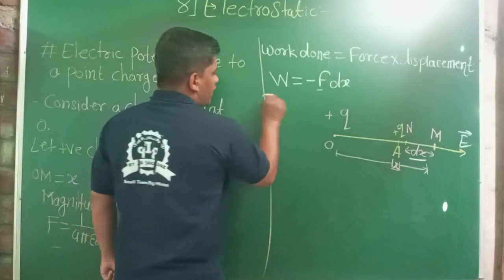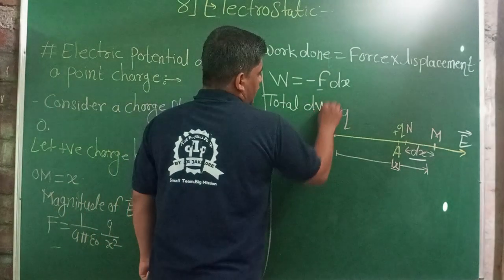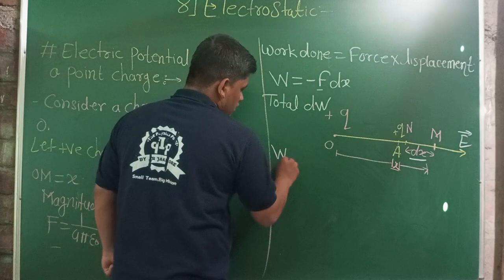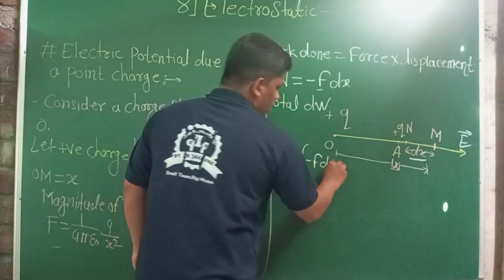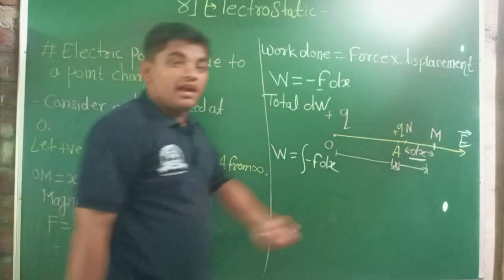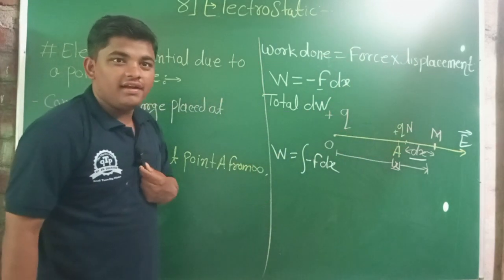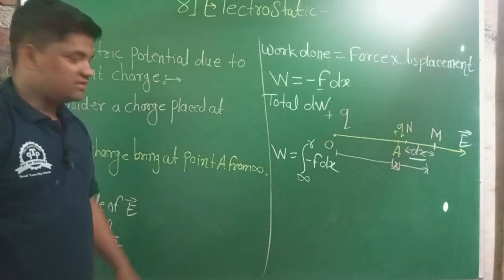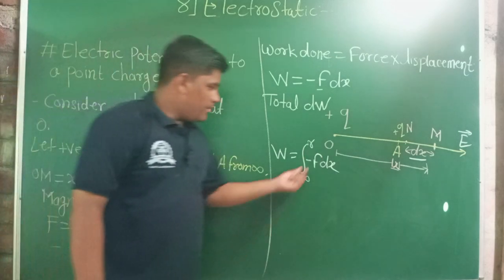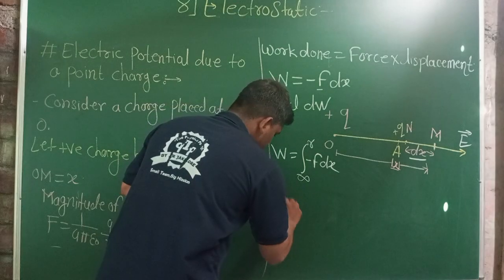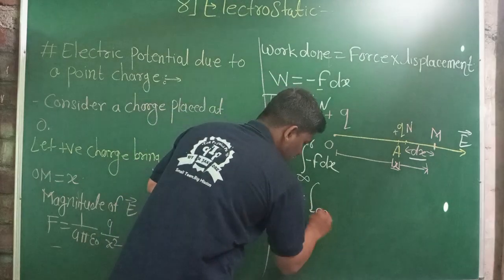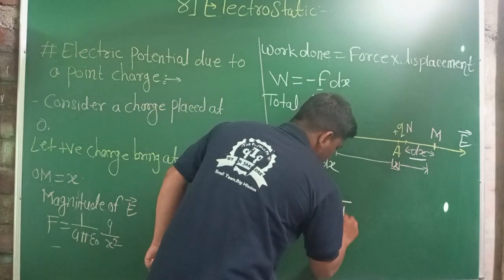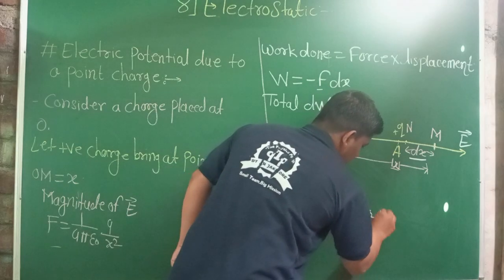Then for the total work done, we must take the integration of this equation. Work done W is equal to the integration of minus F into dx. The charge comes from infinity to the distance r, so the limits of integration are infinity to r. Putting in the value of force, W is equal to the integral from infinity to r of minus 1 upon 4 pi epsilon 0 into Q upon x square into dx.